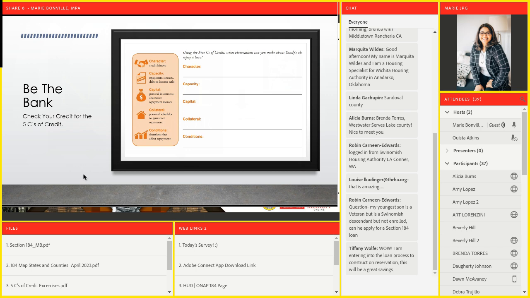What I like to do with this particular group is I like to have them be the bank. In that 5 C's of credit PDF that I provided, it gives you so many different scenarios where you have someone's personal information. You almost feel like you have their life in your hands, which I don't mean to say that loan officers look at it that way, but they do hear a lot of what's going on in a person's life, right?